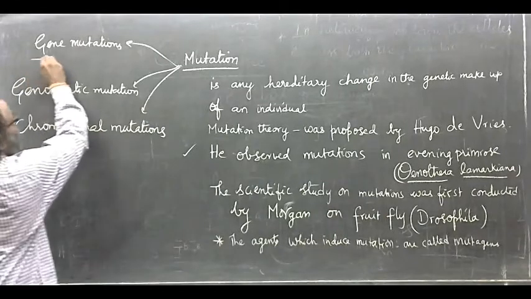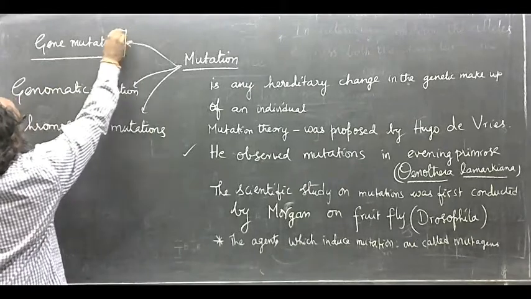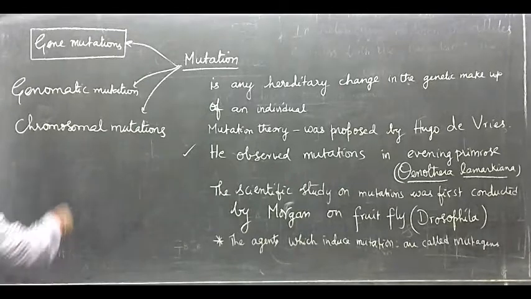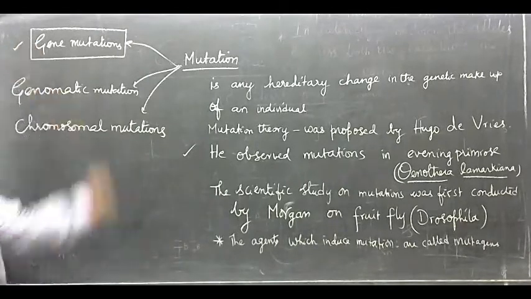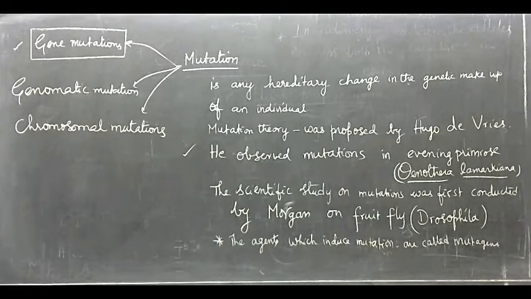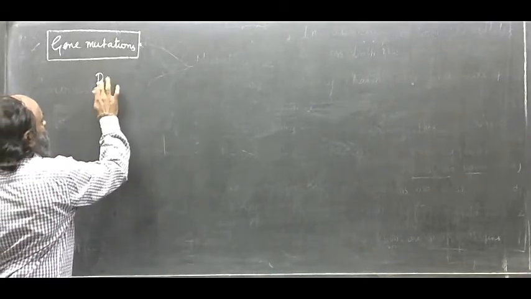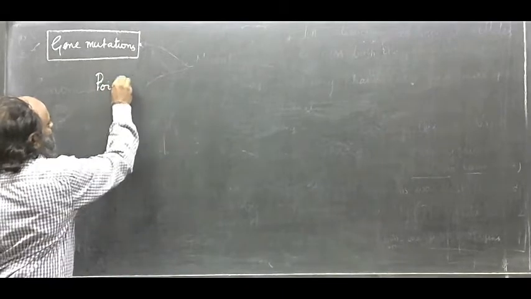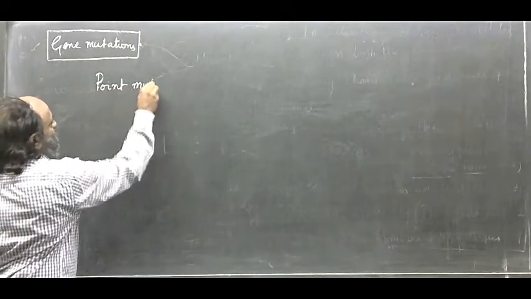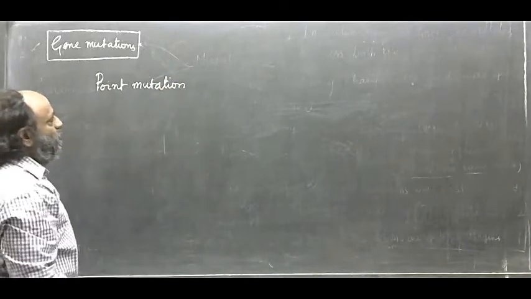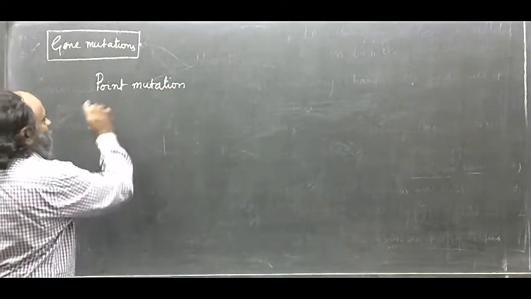Now we are going to study what these gene mutations are. Let's start. A gene mutation is also called point mutation.